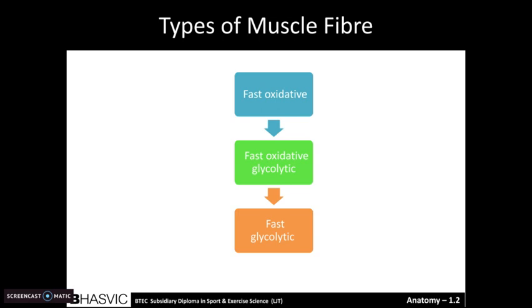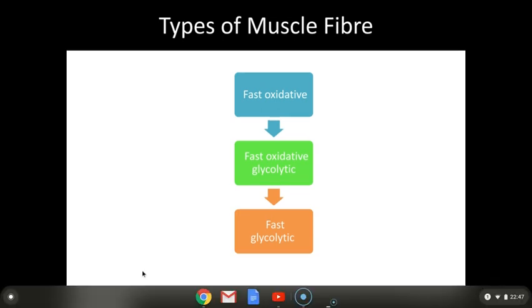The glycogen and triglyceride stores for slow oxidative is low and high. The fast oxidative glycotic glycogen and triglyceride stores is high and moderate, and the fast glycotic glycogen and triglyceride stores is high and low. And finally, the resistance to fatigue for the slow oxidative muscle fibers is high. The resistance to fatigue for the fast oxidative glycotic muscle fibers is medium, and the resistance to fatigue for the fast glycotic muscle fibers is low. And that's muscle fibers.